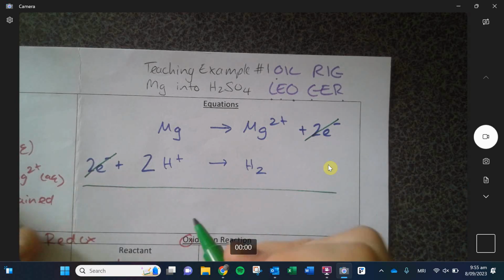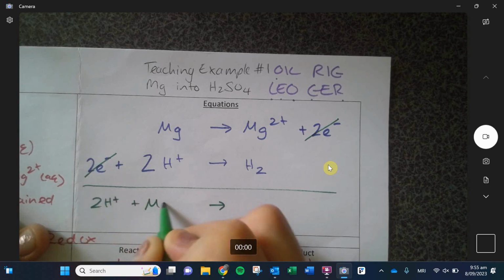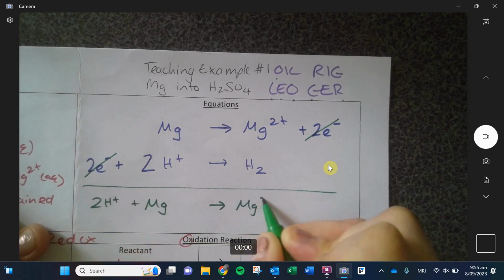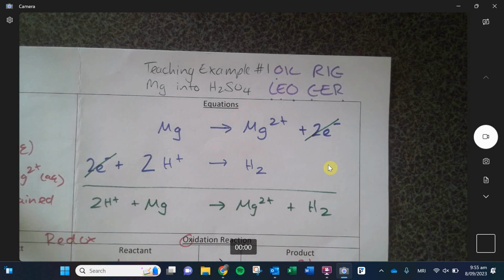I then put the whole equation together. So I have 2H+ plus Mg makes Mg2+ plus H2. That is my full equation. And that is the excellence, which is what I've written in green. Cool. That one's pretty easy. I'll show you a harder one.